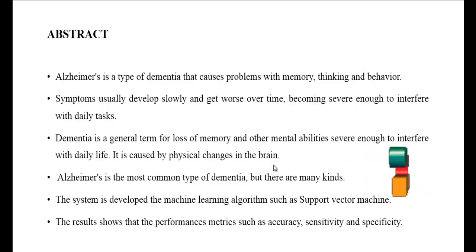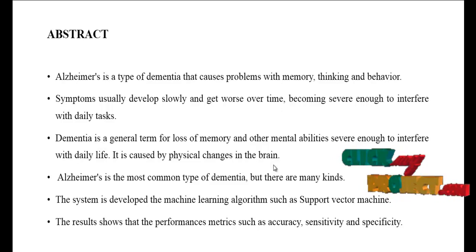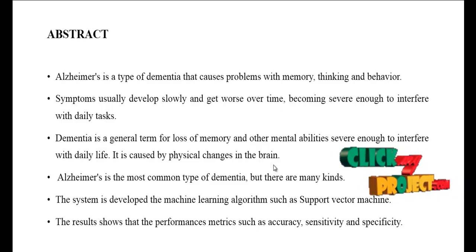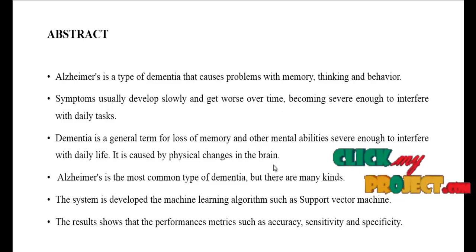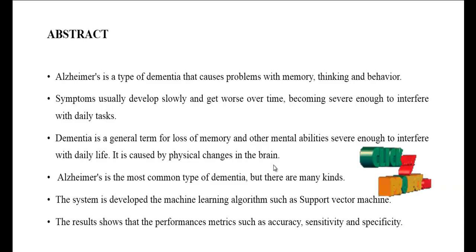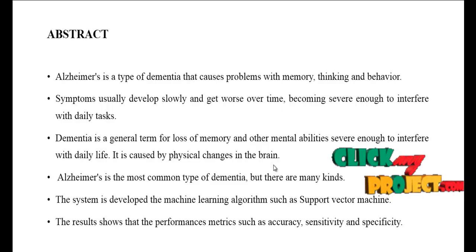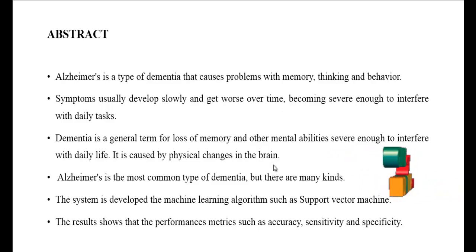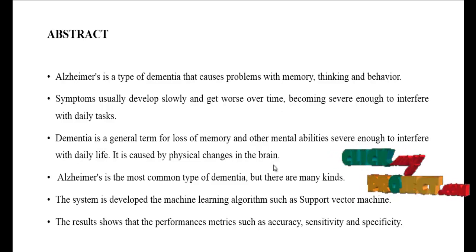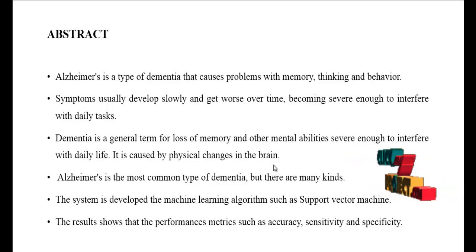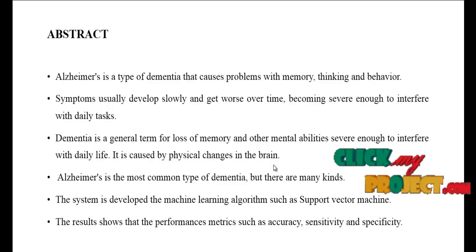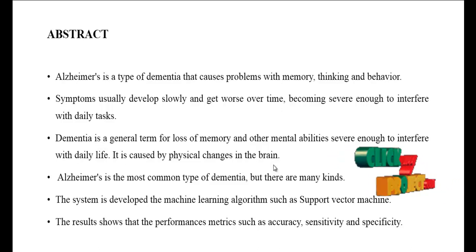Alzheimer's is a type of dementia that causes problems with memory, thinking, and behavior. Symptoms usually develop slowly and get worse over time, becoming severe enough to interfere with daily tasks. Dementia is a general term for loss of memory and other mental abilities severe enough to interfere with daily life. It is caused by physical changes in the brain. Alzheimer's is the most common type of dementia, but there are many kinds.